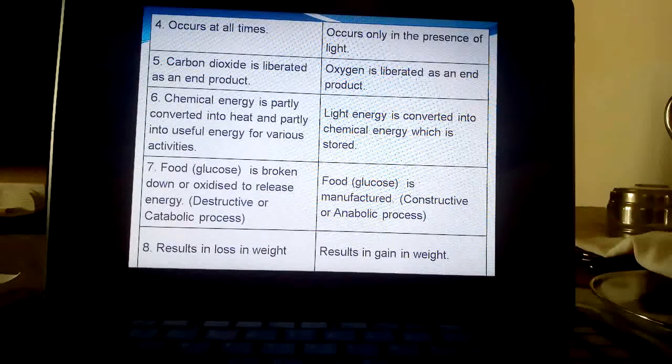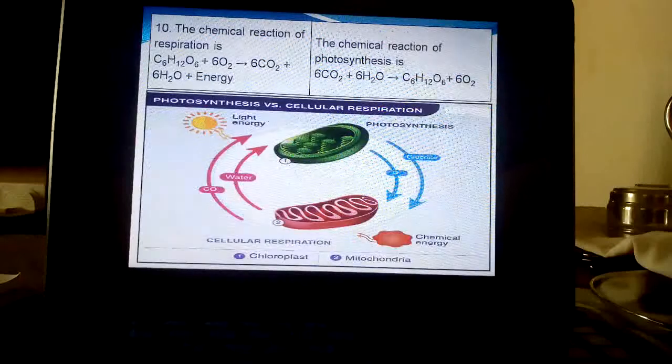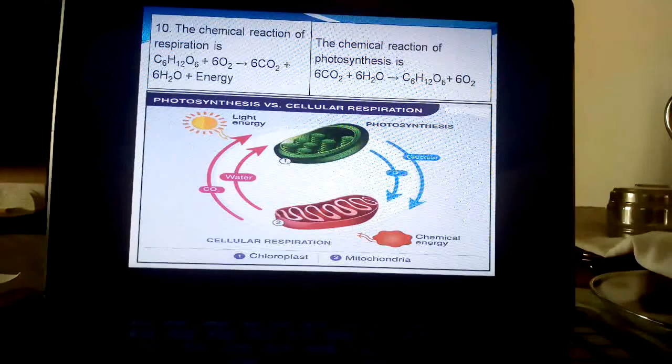In respiration, food is broken down or oxidized to release energy. It is a destructive catabolic process. Whereas photosynthesis is a constructive process. Food or glucose is manufactured, and it is also called an anabolic process. Got it? Respiration results in loss in weight. Photosynthesis results in gain in weight. The chemical reaction of respiration is C6H12O6 plus 6O2 gives 6CO2 plus 6H2O plus energy. Whereas the chemical reaction of photosynthesis is 6CO2 plus 6H2O gives C6H12O6 plus 6O2. Got it? Here you have to write energy on the equation.